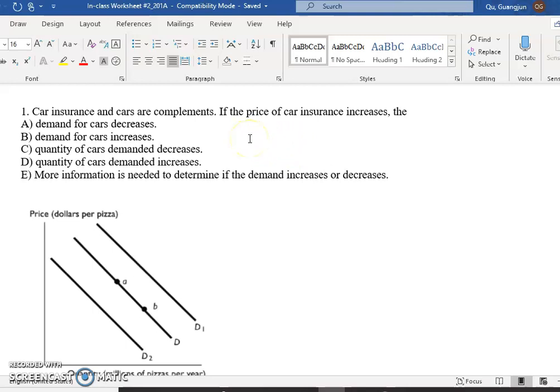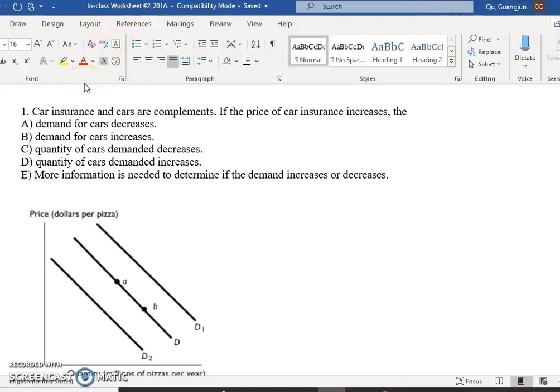Here we get two goods, car insurance and cars. How could we know which one is our good? Technically, it should be quite simple because you can just check out all of these statements. You would find that all of them are about cars. So the cars must be our good. If the cars are our good, then the car insurance would be the related good, right? More specifically here, the complement.